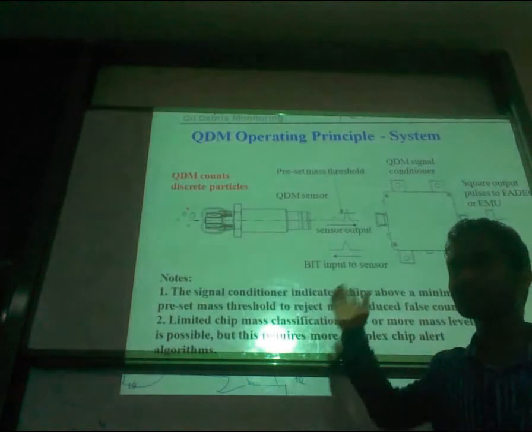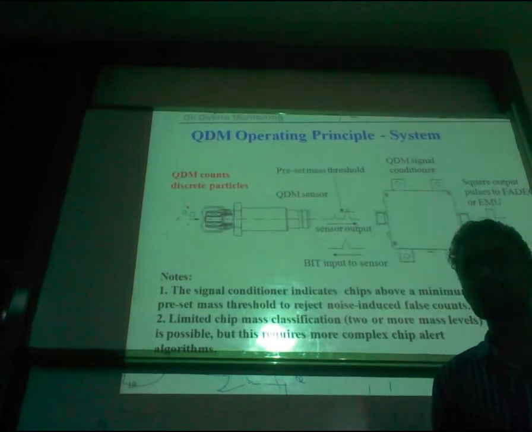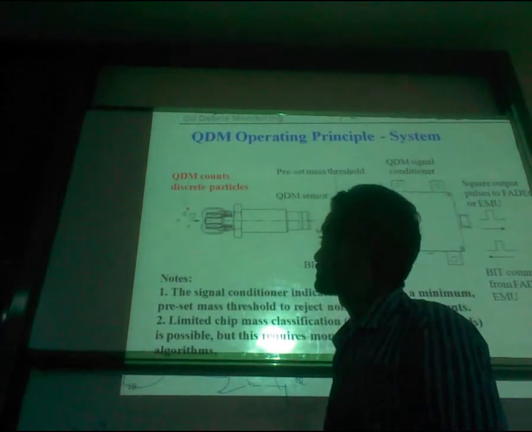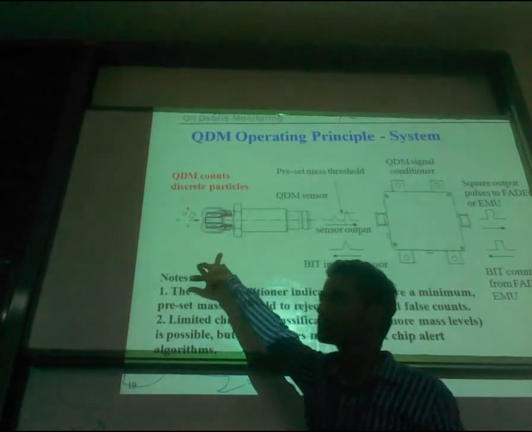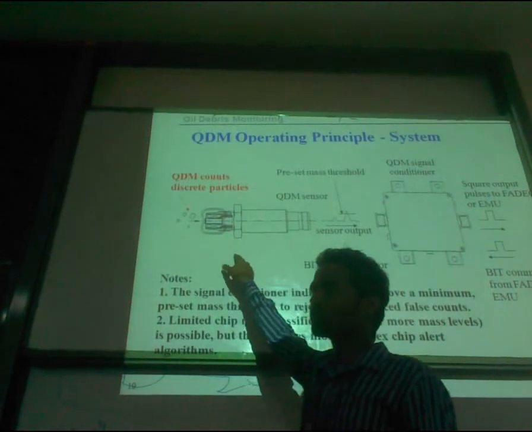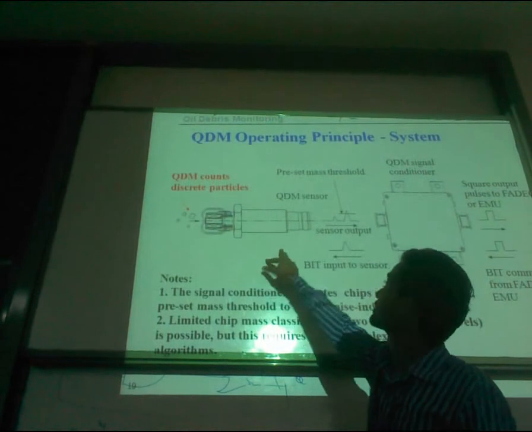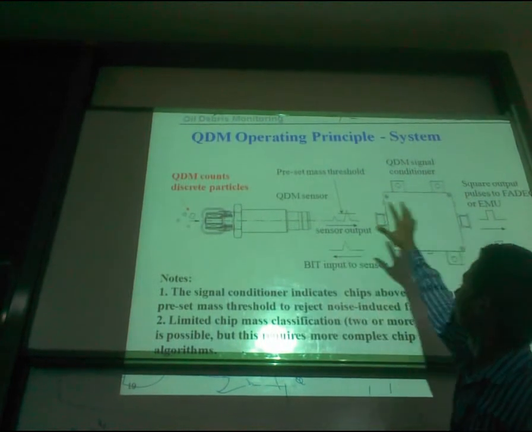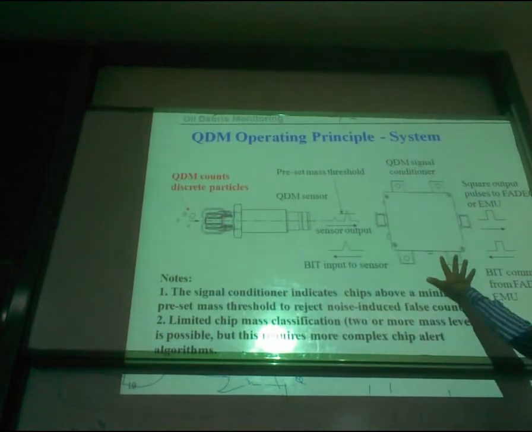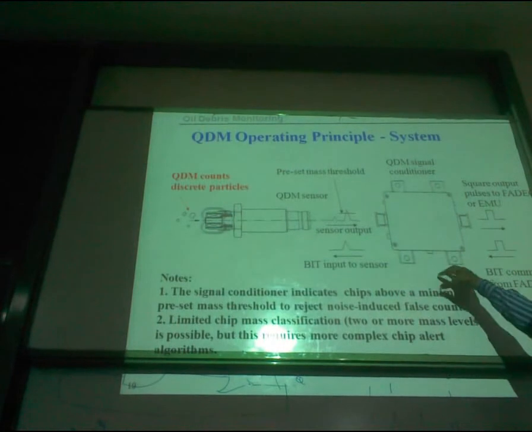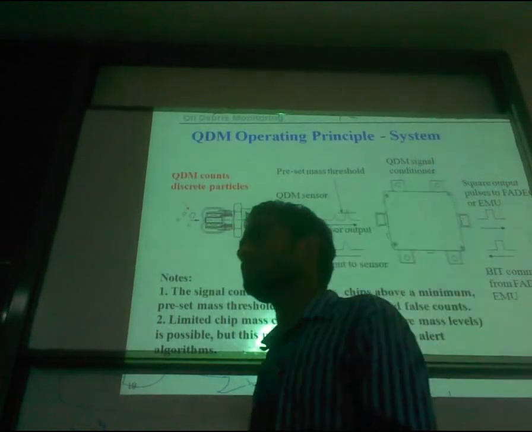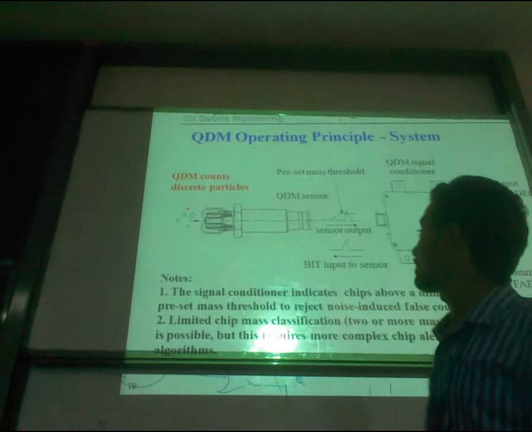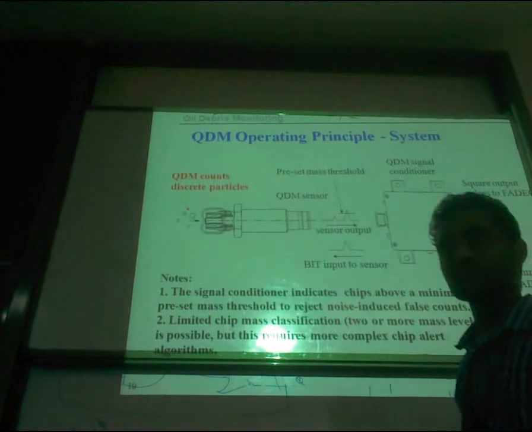Next, this is the entire system of the quantitative oil debris monitoring. Here we are counting the oil debris, and whatever the count is, it is converted into a signal. That signal is then given to the QDM signal conditioner, and this signal conditioner limits it, and the rectified signal which we are getting is then supplied to the control unit.